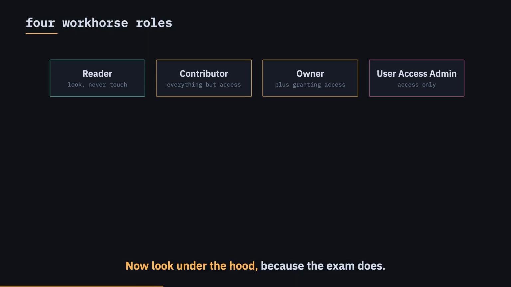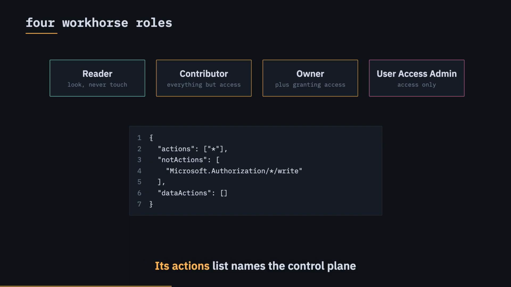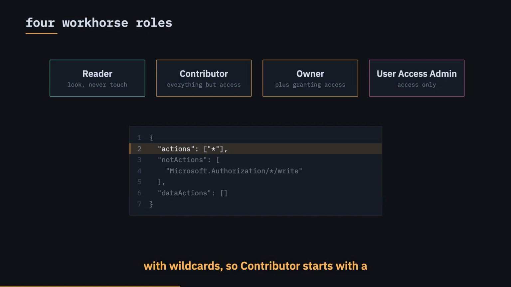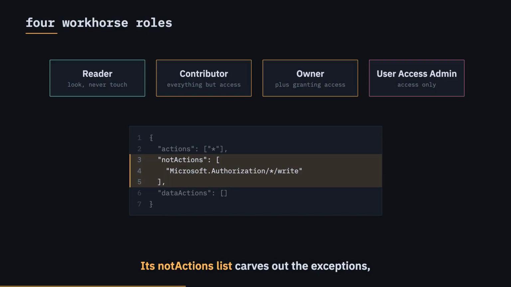Now look under the hood, because the exam does. A role definition is a small JSON document. Its actions list names the control plane operations the role permits, with wildcards, so contributor starts with a star, everything, and then subtracts. Its notActions list carves out the exceptions, and for contributor those exceptions are precisely the authorization operations, which is why it cannot grant access.